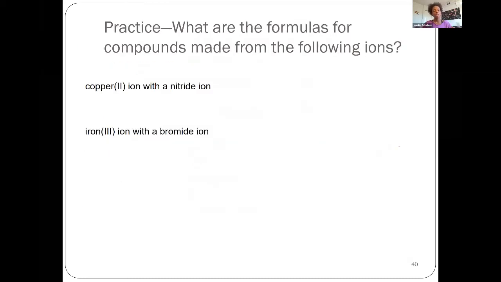Okay, so let's put that together. We have copper 2 ion with a nitride ion. So copper 2 is telling us we have Cu with a positive 2 charge. For the nitride ion, N, nitrogen is in group 5, so that would be -3. And then iron 3 ion, which would be Fe. After we've assigned those charges, we then crisscross down and write the final formula.